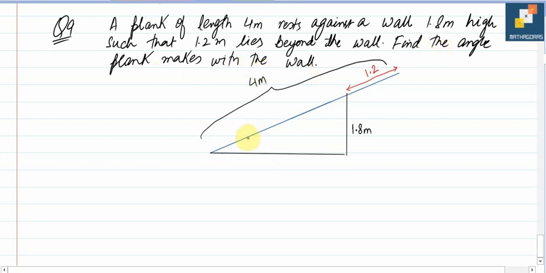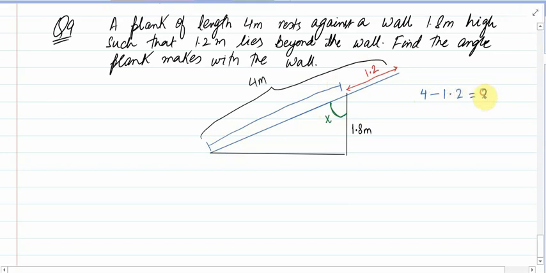Now if you think that this angle is x, then it is wrong. You need to find the angle the plank makes with the wall, that means this angle is x, right? It is my plank and it is my wall, so you need to find this angle x. Now the tricky part was 1.2, that means in our case our hypotenuse is not 4, it is basically 4 minus 1.2, that is 2.8, right? Now you need to find the angle.